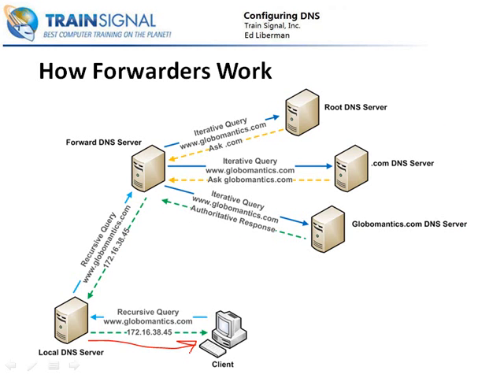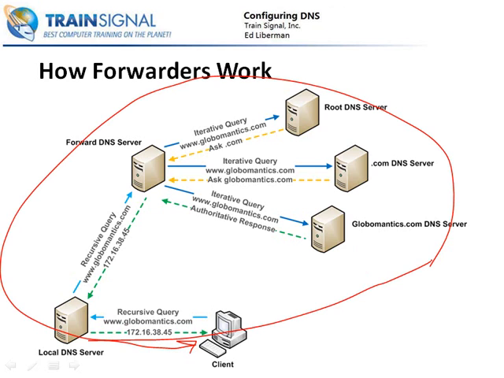So if you notice, this example is not really that much different than the original query that I showed you. It pretty much just has the one extra step, which is that when the client asked the local DNS server and the local DNS server didn't know how to get out to the internet on its own, it was configured with a forwarder onto another DNS server. But otherwise, the process is exactly the same.